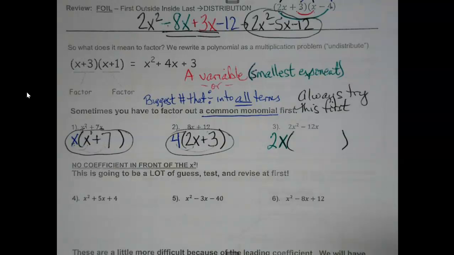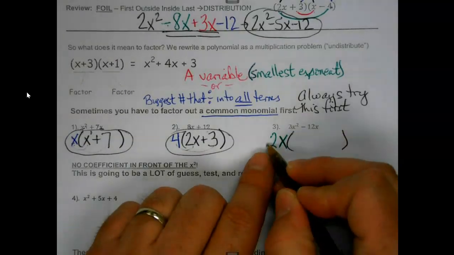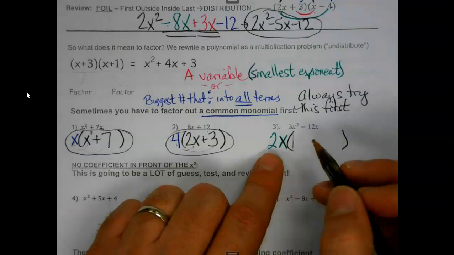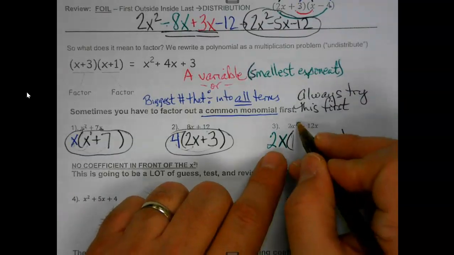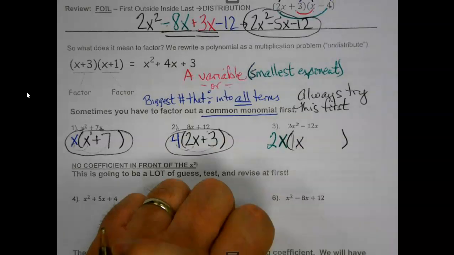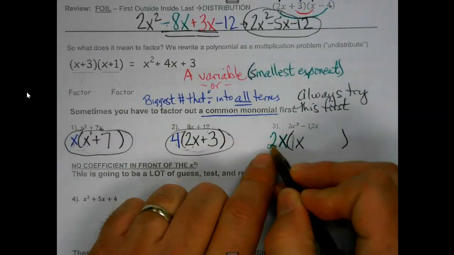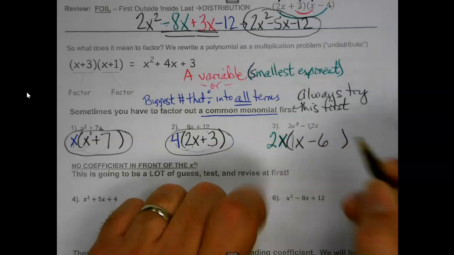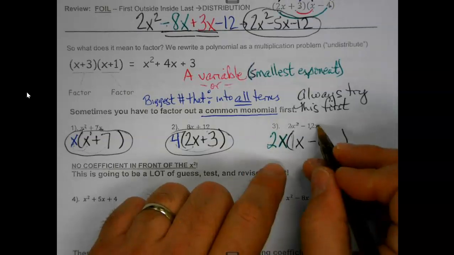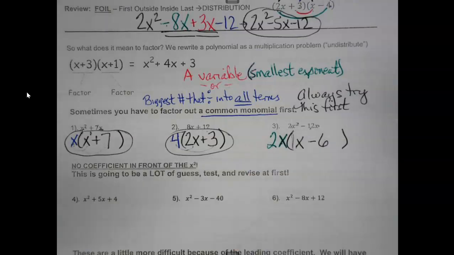So here, 2 divided by 2 is 1. I can put the 1 if I want to. I don't have to. 2 minus 1, there's still an x left. Negative 12 divided by 2 is negative 6. And I have an x, and I take 1 away. I don't have any x left for that term.